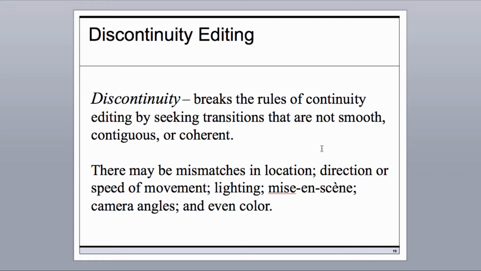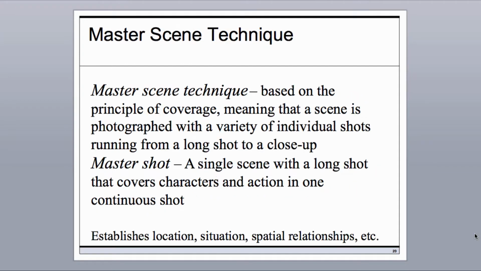They want to change the direction. They want to change the speed of movement. The lighting will be inconsistent, all to create a mise en scène that makes sense to the director, but may keep the audience engaged as to what the heck is going on. Camera angles will change and become more extreme, and even color will change based on the needs of this discontinuity editing.